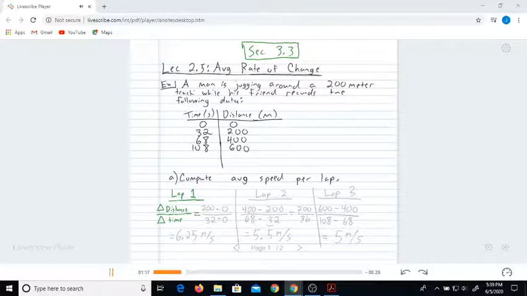So at the end of the first lap, he has traveled 200 meters, but when he started, he was at 0. And at a distance of 200 meters, he'd been jogging for 32 seconds, and of course, at a distance of 0 meters, he had been jogging for 0 seconds. And when we compute that, we get 6.25. So he had a speed of 6.25 meters per second.